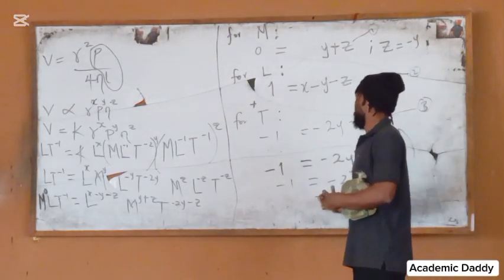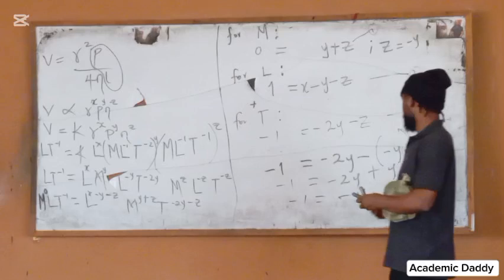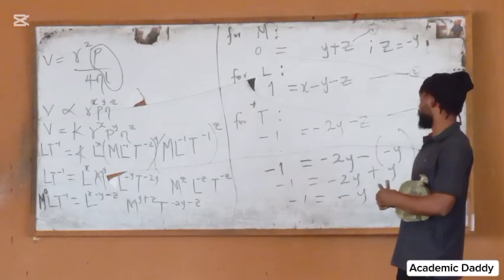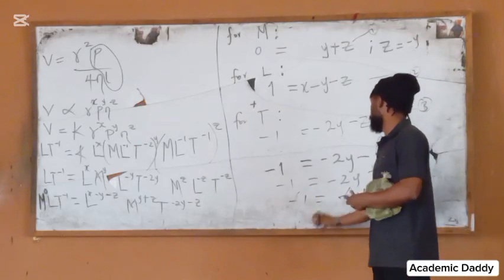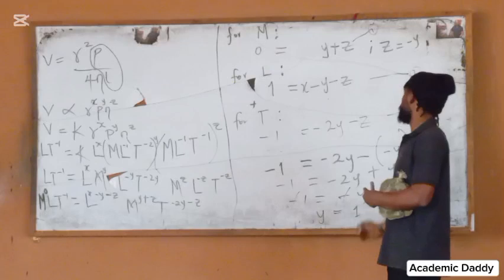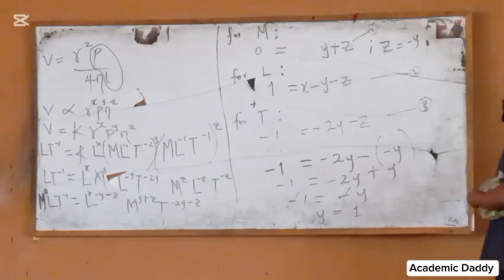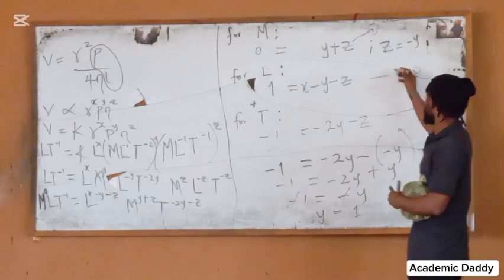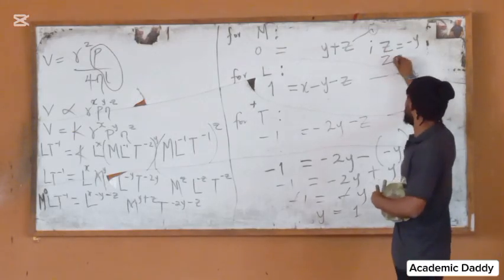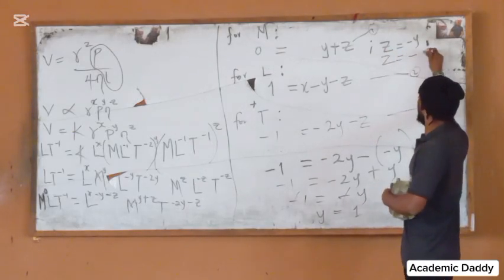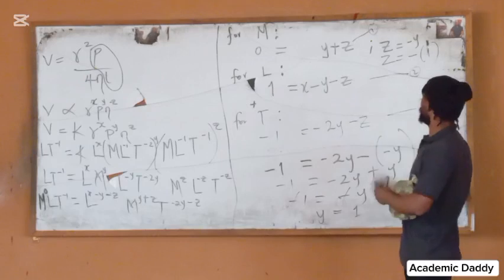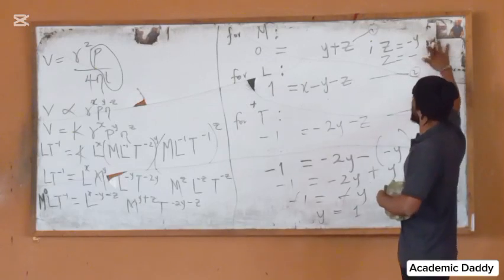Minus y equals minus 1. I can divide both sides by minus 1, is it not true? Or say cancel, cancel. So y is equals to what? 1. Yes. Now that I've gotten that, I can come back here and say since y is equals to 1, z will now be equals to minus 1, is it not true? Which is just minus 1.